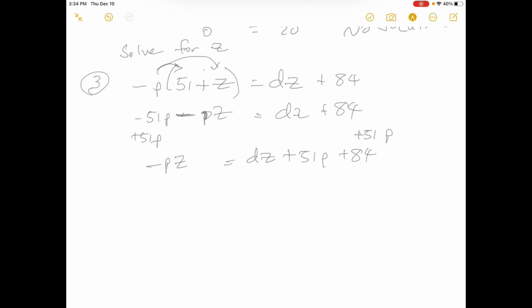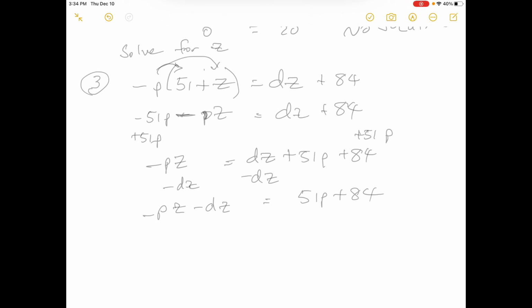Doesn't seem to be that much simpler, but we do see that there's a z on this side kind of appearing on the left. We can also subtract dz here, if that makes sense to you, because what we do to one side we've got to do to the other. So we're left with minus pz minus dz equals 51p plus 84. I told you this was a little more complicated than it looks.